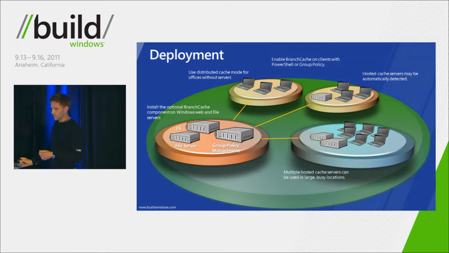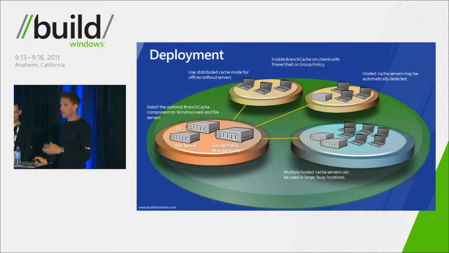The way this works, basically, is the group policy object will tell clients, go and use the distributed cache mode, be peer-to-peer, unless you automatically detect a hosted cache server in your location. So if you find one, use it. If you don't, go to our distributed cache mode. It's a much simpler model than we've had in the past. Okay, so that's how you configure your clients to use this thing.